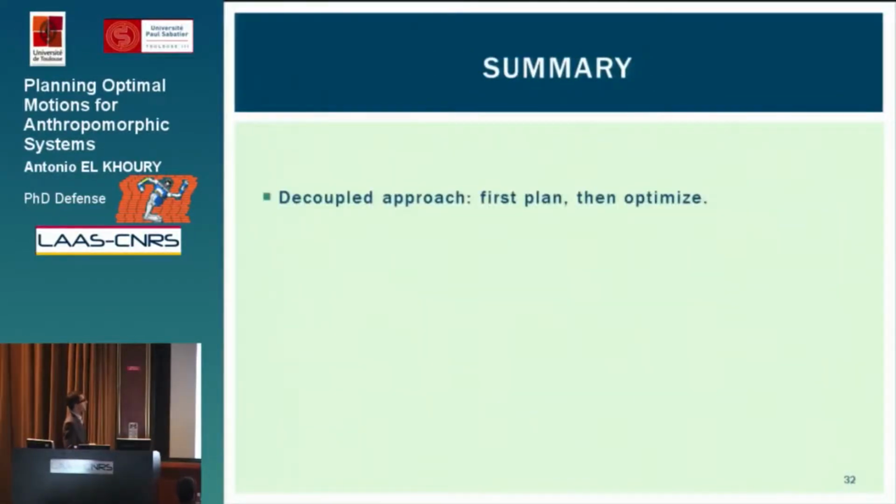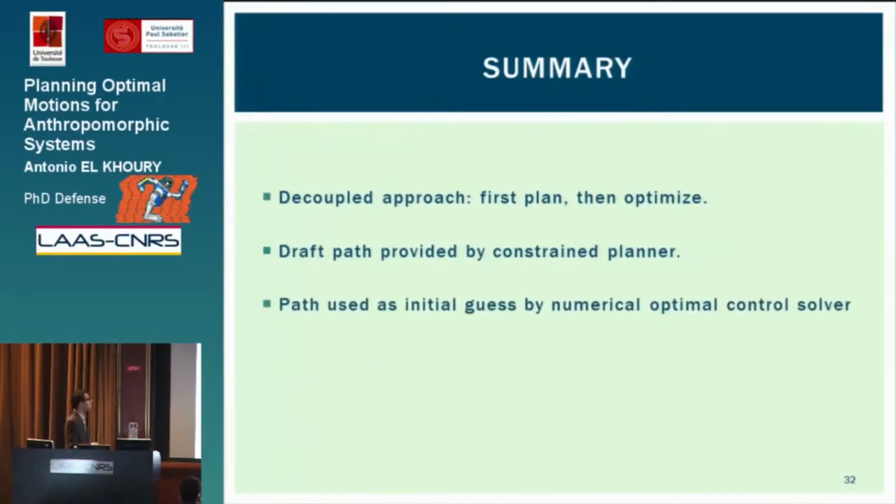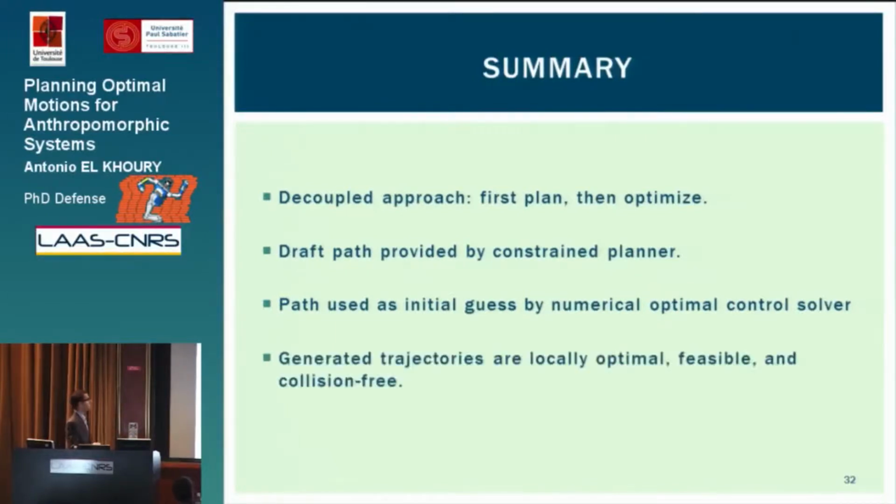So in summary, what we present here is a decoupled approach, which consists in first planning a draft path that was provided by the constraint planner, and then giving this path as an initial guess to be used by the numerical optimal control solver. And so this allowed us to generate trajectories which are locally optimal, feasible, and collision-free.